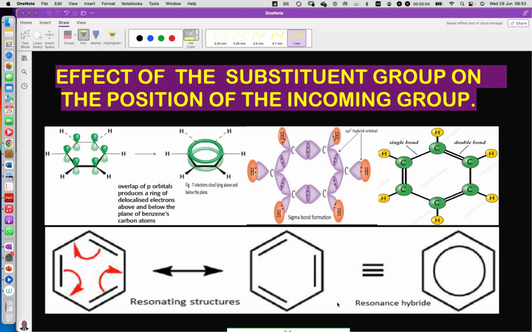In this video, we will be discussing phenols. We will be targeting the reaction of phenols, the physical properties of phenols, and the effect of the substituent group, that is the OH group, on the position of the incoming group.